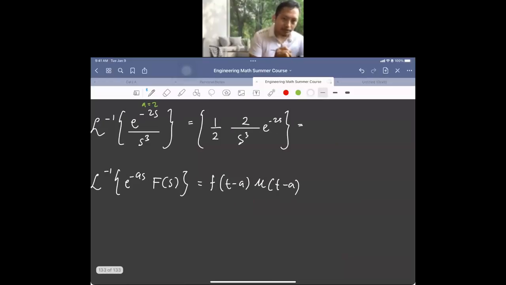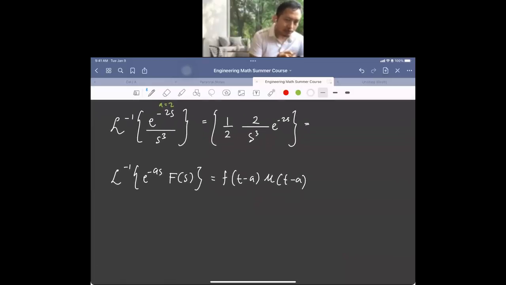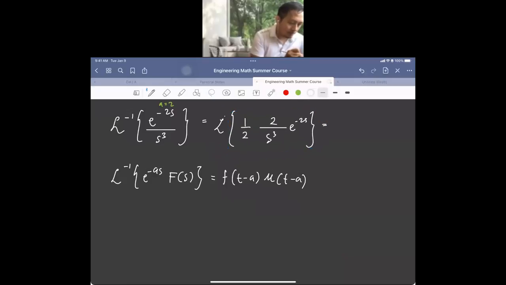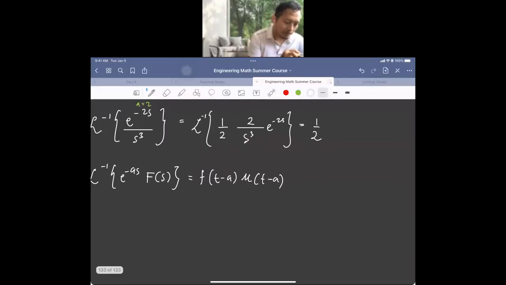So half will be just a constant. Make it a little bit bigger. The Laplace inverse. So half, okay, and then the 2 over s cubed will be our t squared, right? Because it's translated, the a is here, in the negative 2s, not this 2. So we need to translate to t minus 2 squared, and then the Heaviside function, t minus 2.